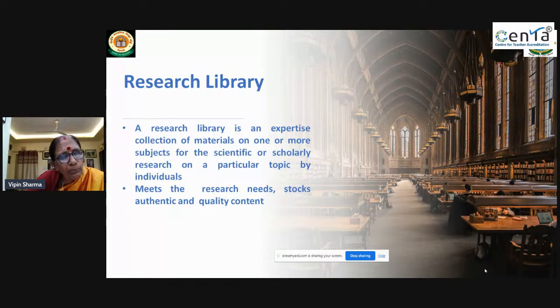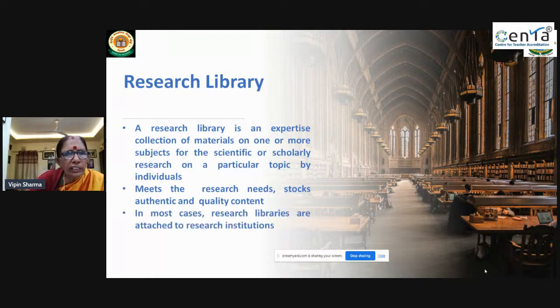So in recent years, many libraries have demonstrated that they can seize opportunities to help institutions respond to changes in the research environment. They are critically important in helping researchers exploit the full benefits and opportunities. But how? Through high quality research. In most cases, research libraries are attached to research institutions. This is very important.